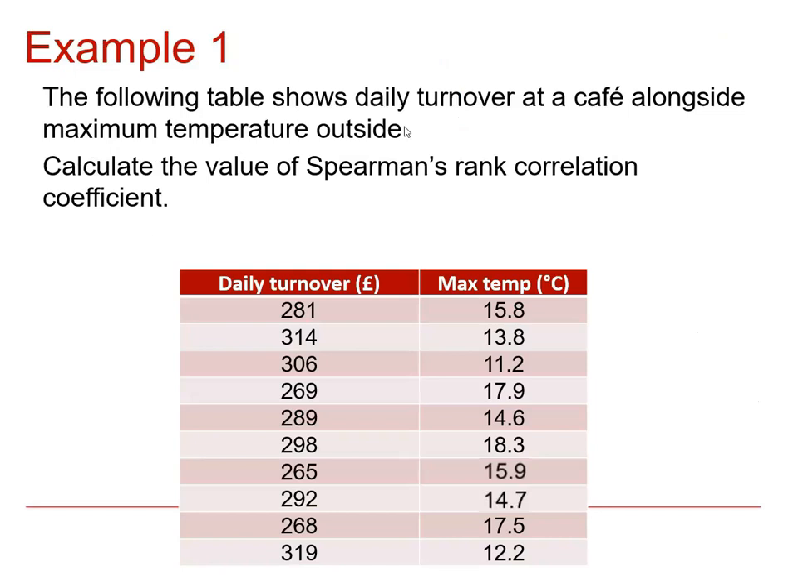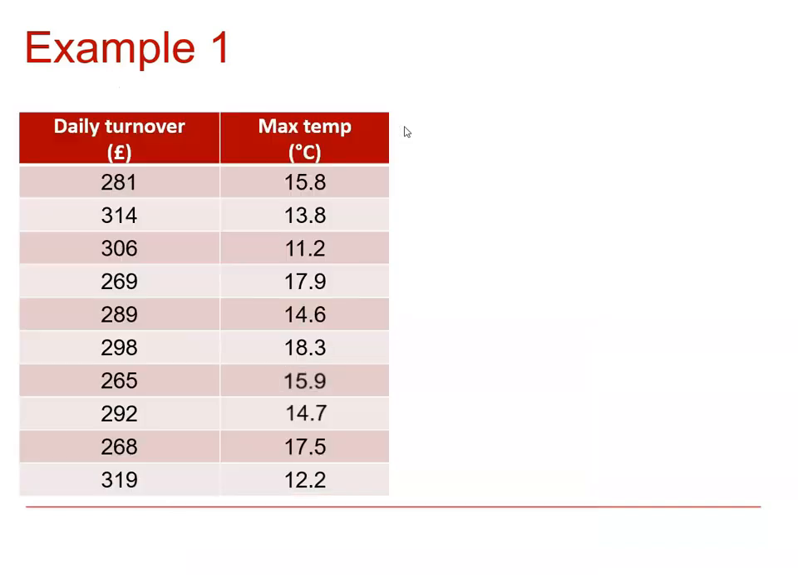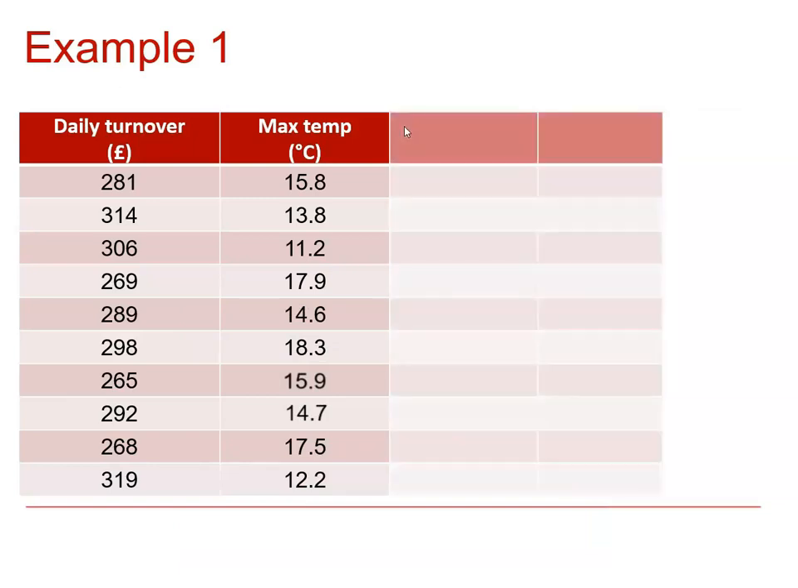So for our example, we've got daily turnover at a cafe alongside maximum temperature outside. Calculate the value of Spearman's rank correlation coefficient. So the first thing we need to do is rank them, and I'd recommend you do this with extra columns. Label them daily turnover, rank, and max temp, rank.